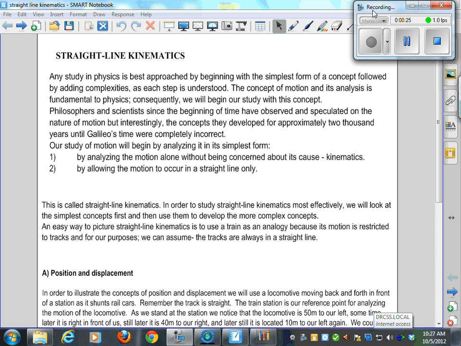Any study in physics is best approached by beginning with the simplest form of a concept, followed by adding complexities as each step is understood. The concept of motion and its analysis is fundamental to physics. Consequently, we'll begin our study with this concept.